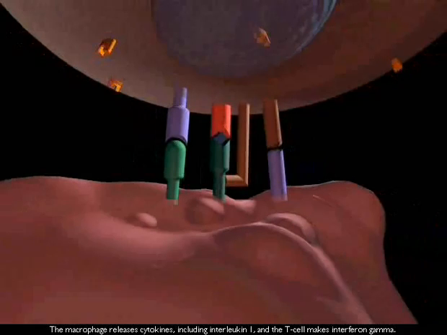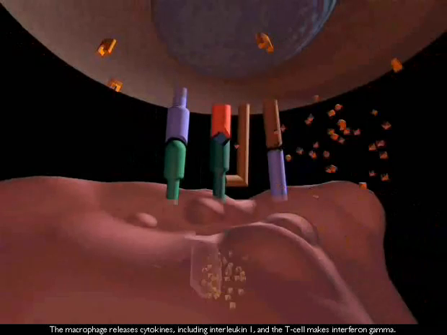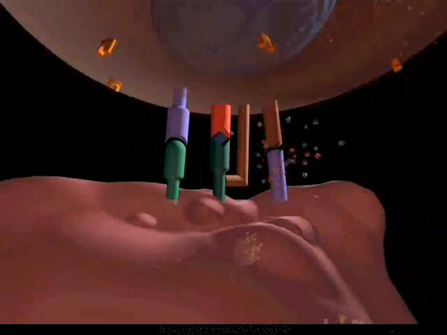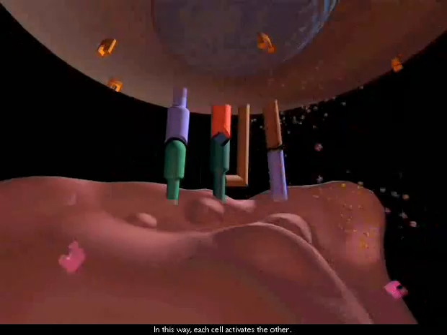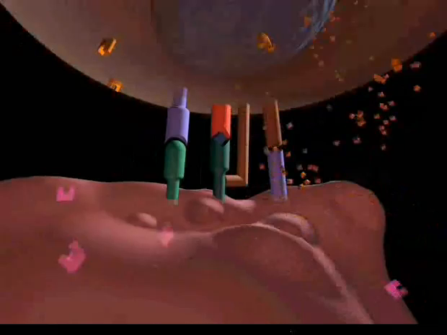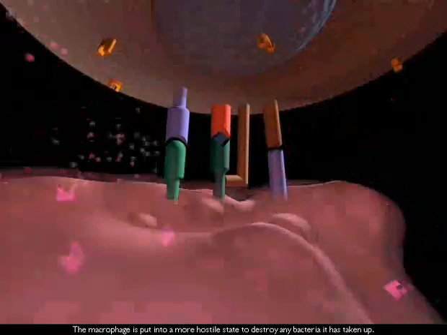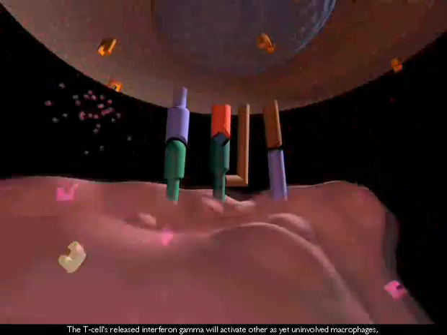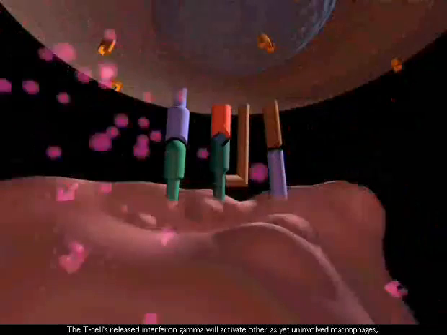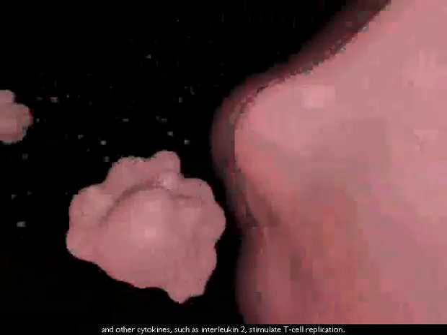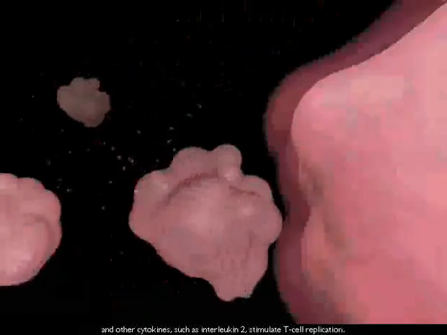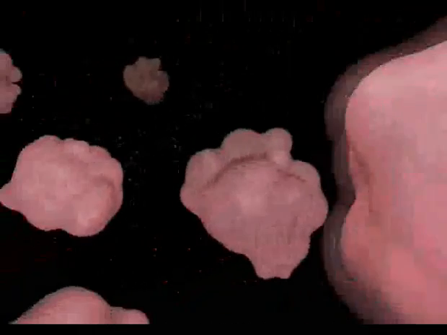The macrophage releases cytokines, including interleukin-1, and the T-cell makes interferon gamma. In this way, each cell activates the other. The macrophage is put into a more hostile state to destroy any bacteria it has taken up. The T-cell's released interferon gamma will activate other as yet uninvolved macrophages, and other cytokines, such as interleukin-2, stimulate T-cell replication.